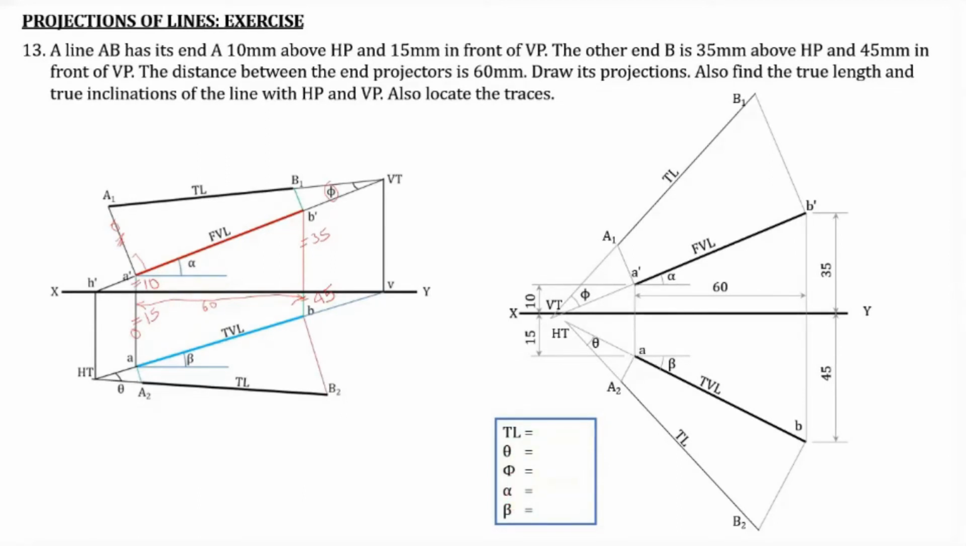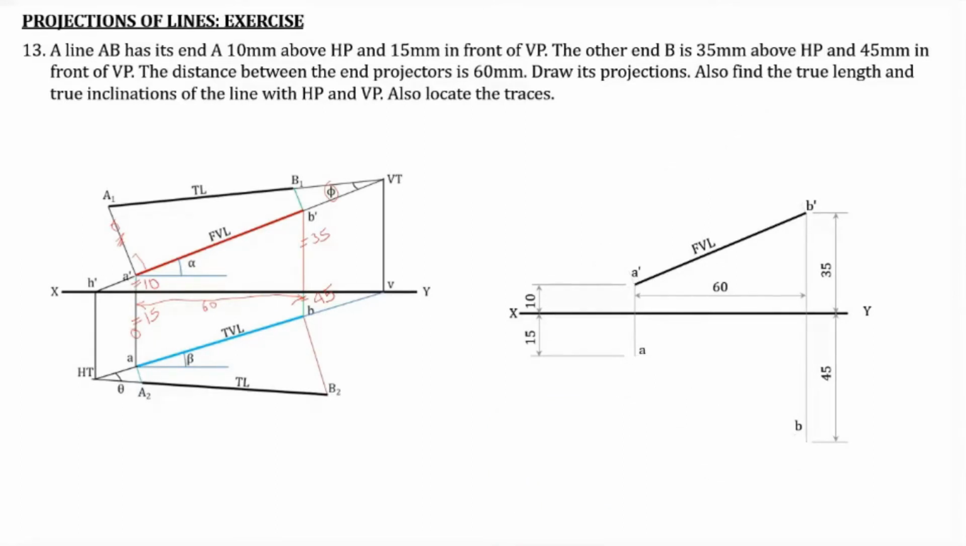So this is the procedure. I will explain once more. Drawing the projections, that is easy. First you draw XY, then 10 millimeter above XY line you mark A dash, 15 millimeter below you mark a point A. At a distance of 60 millimeter from the projector for A and A dash, mark the projector for B and B dash, and on this particular projector 35 millimeter above XY line mark B dash, 45 millimeter below XY mark B. Join A dash B dash, join AB.